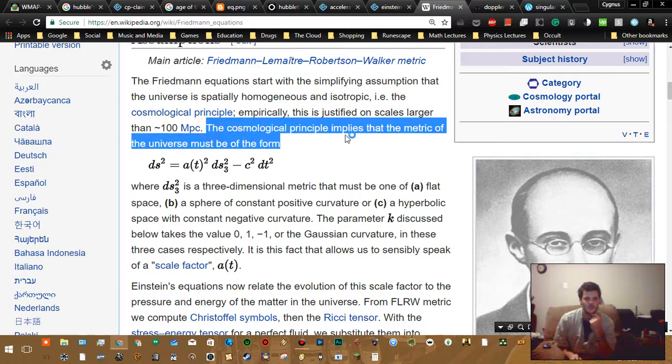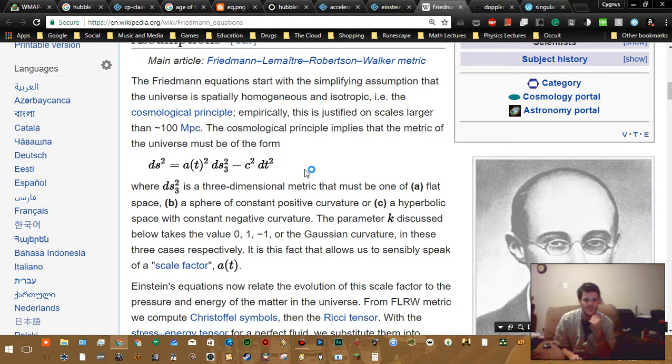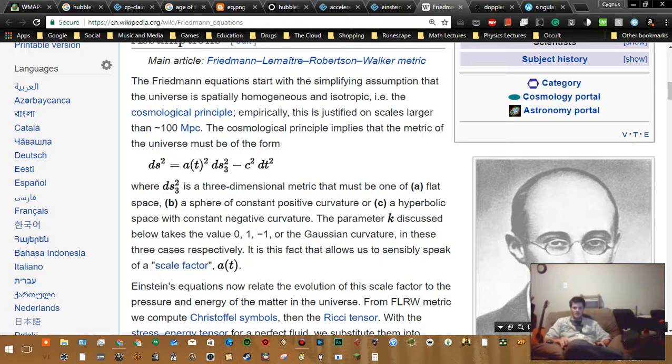The cosmological principle implies that the metric of the universe must be of the form ds² = a(t)² ds₃² − c² dt². Hard to say out loud, but when I'm reading it in my head, it makes perfect sense. Yes. Okay, I just got distracted for a little while, and I forgot almost completely where I was.